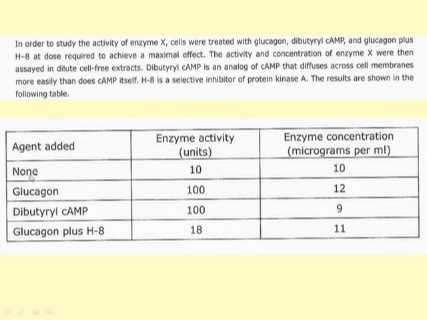So we see here that when no agent is added, the enzyme activity is 10. When glucagon is added, the enzyme activity increases to 100 units. Independently, dibutyryl cyclic AMP also can increase the enzyme activity to 100 units. But when H8 is added along with glucagon, it prevents glucagon from increasing the activity to 100. When we look at this column here, the protein concentration ranges from 9 to 12 micrograms per ml.